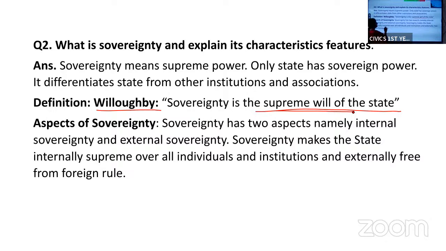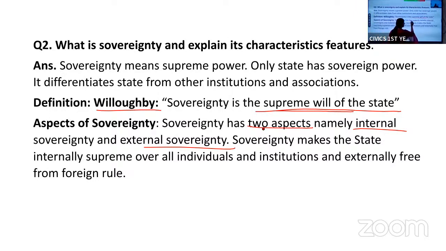Sovereignty has 2 aspects, that is internal sovereignty and external sovereignty. Internal means the sovereign authority has control over all the individuals, associations, and institutions within the state. And external sovereignty means a state is free from foreign rule. It is independent.